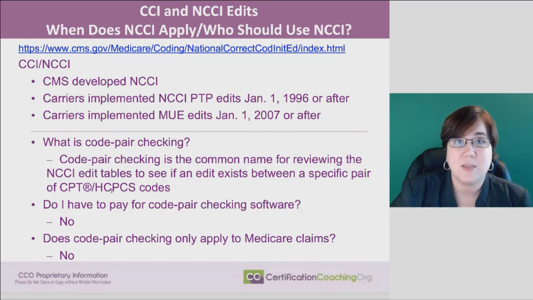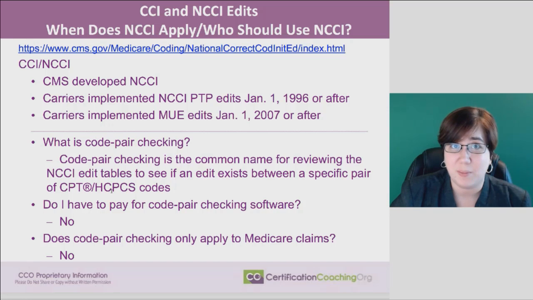There is specific code pair checking software. Now, I know I showed you that CMS spreadsheet of all of the edits. They're all there. You can use that spreadsheet. It's just most people do not find that easy to follow. They would rather have a code pair checker that tells them a little more explicitly what to do with the service. Do you have to pay for code pair checking software?